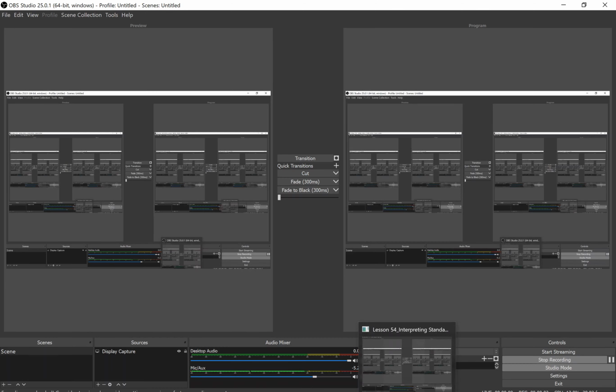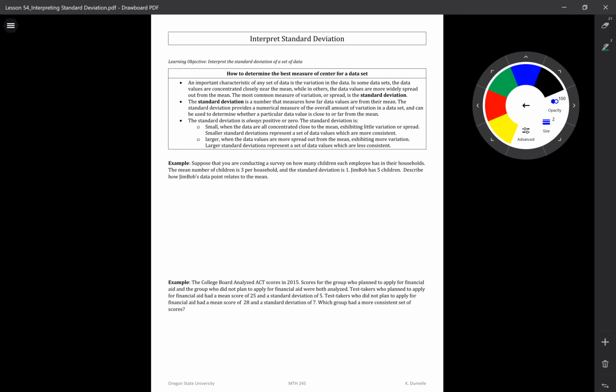All right, so now that we have discussed how we can measure the center of the data, we are going to be talking about something else called a standard deviation. The measure of the center of the data is an important characteristic of the data, but the standard deviation also tells us a lot about the data.